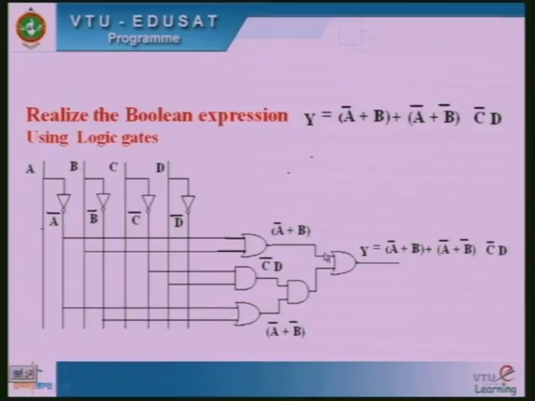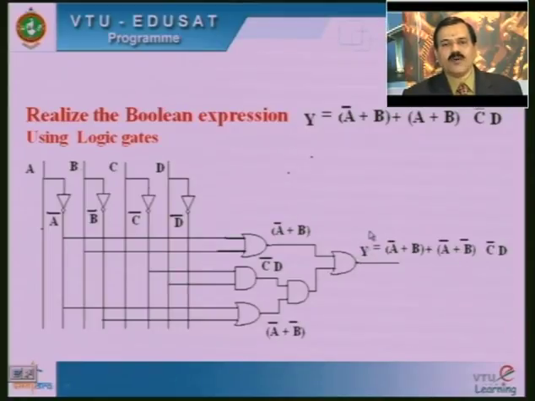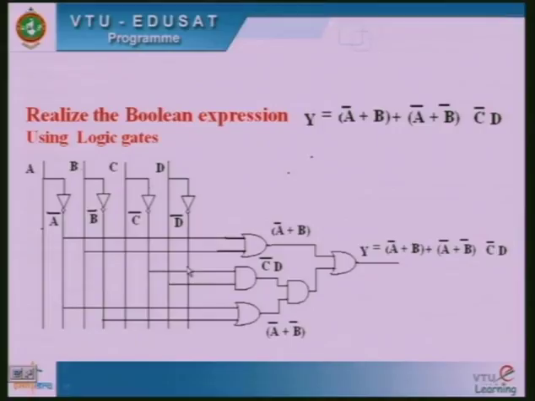Then from one point, this last OR gate is fed with A bar plus B and this equation part. So finally, if we add those two, then Y is equal to A bar plus B plus (A bar plus B bar) multiplied by C complement D is achieved. So the final result of the Y expression can be achieved with this kind of network of logic gates.